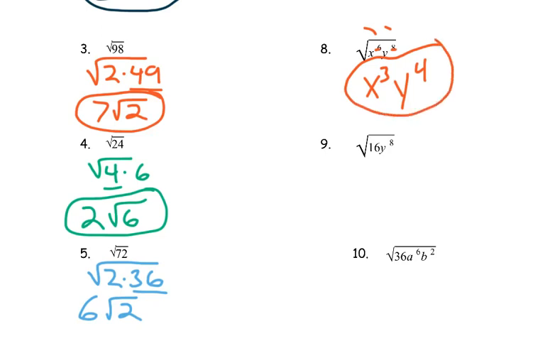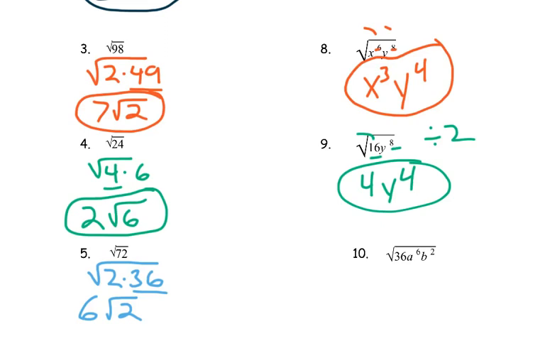Now, here we have a coefficient in front of the variable. No big deal. The good news is that the coefficient is a perfect square, so he gets to escape no matter what. Y to the 8th is even. It also gets to escape. Everybody's happy. Here we go. The square root of 16 is 4. Y to the 8th gets to escape by dividing the exponent by 2. Well, 8 divided by 2 is in fact 4, so that becomes y to the 4th. So 4 times y to the 4th is your final answer there.